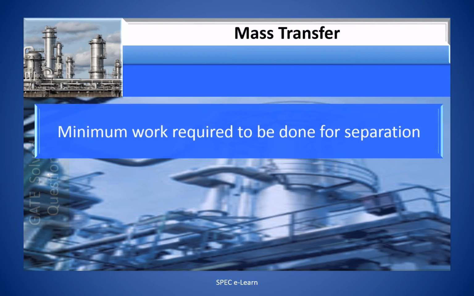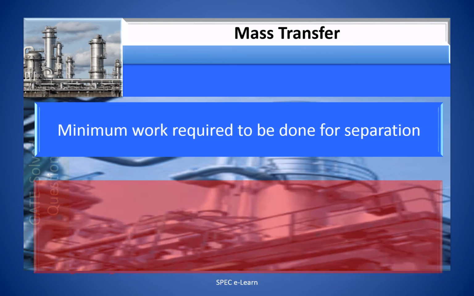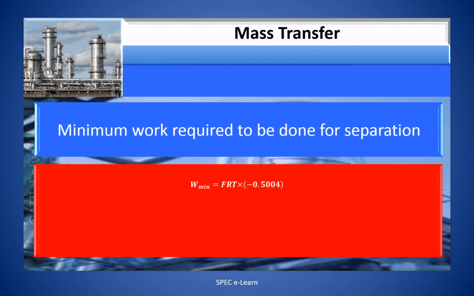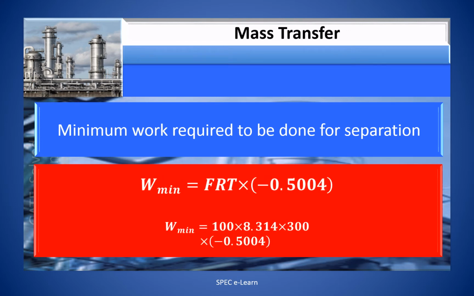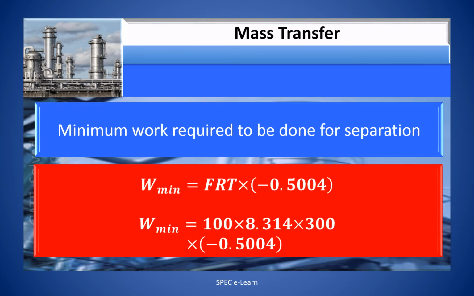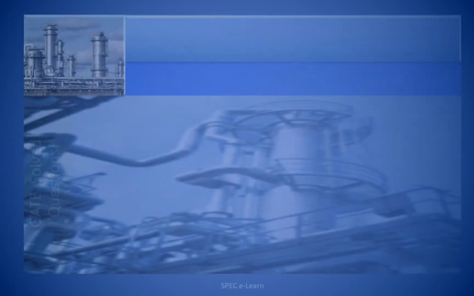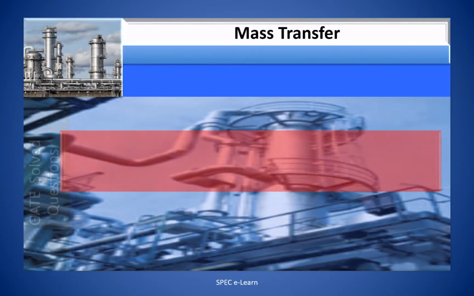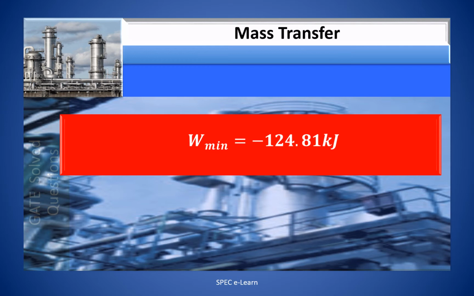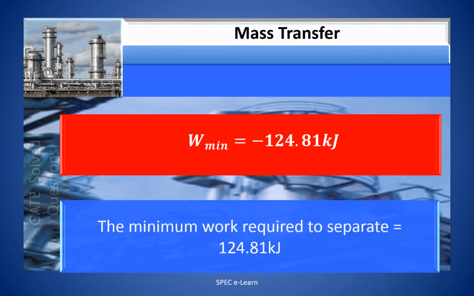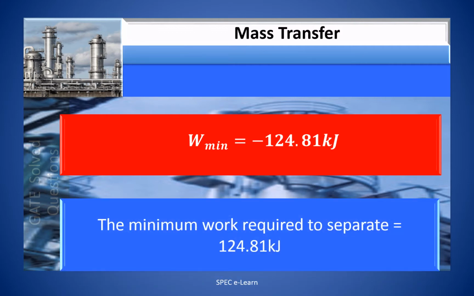The minimum work required for separation is W minimum equal to F R T times minus 0.5004. So W minimum equal to 100 times 8.314 times 300 times minus 0.5004. So W minimum works out to minus 124.81 kilojoules. So the minimum work required to separate is 124.81 kilojoules.